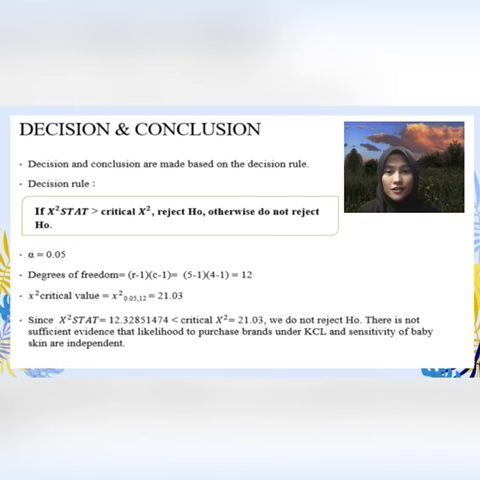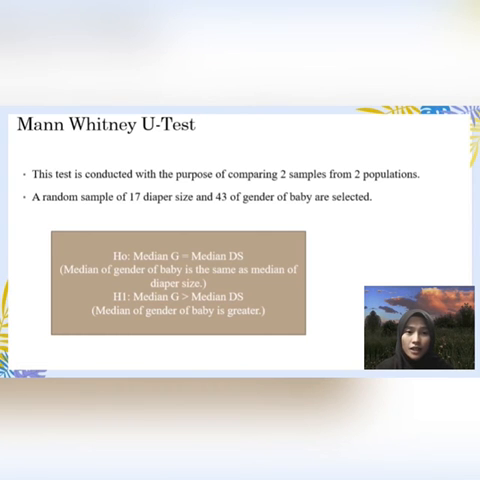The degrees of freedom is 12, where R-1 times C-1, and at the level of significance of 0.05, we get 21.03 for the critical value. Since the chi-square statistic is smaller than the critical value, we decide not to reject the null hypothesis. We conclude that there is not sufficient evidence that likelihood to purchase brands under KCL and sensitivity of baby skin are independent. The last non-parametric test for this case is the Mann-Whitney U test.